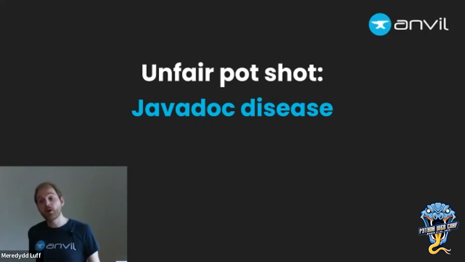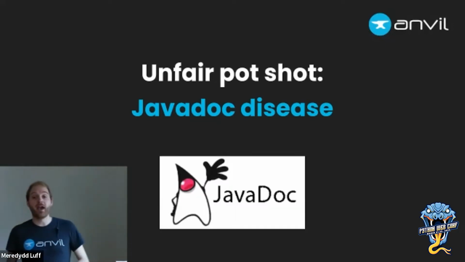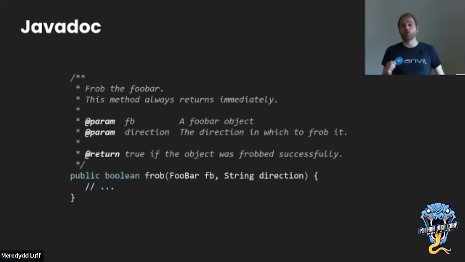Now, this is somewhat uncharitable because Javadoc is awesome. It is the badass great-grandma of every modern API documentation system. It came out in 1997 as part of the official tooling for the Java language. And I mean, it genuinely changed the world. What it does is enable you to do something like this.